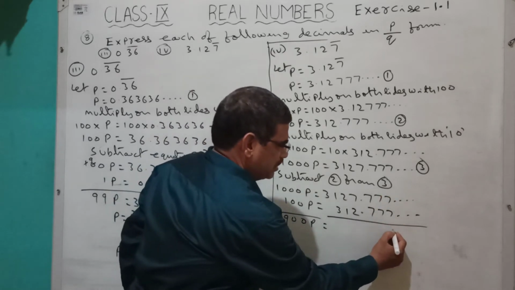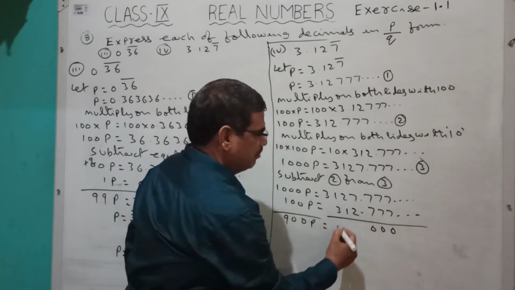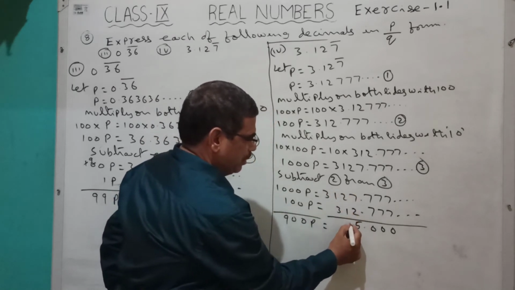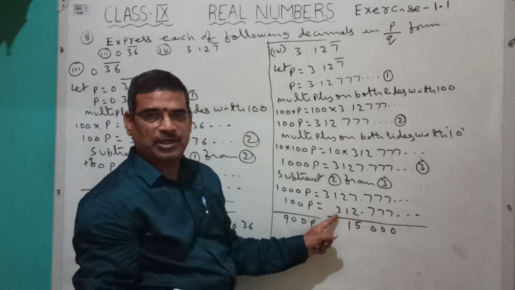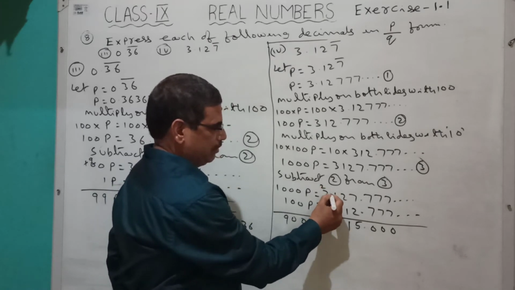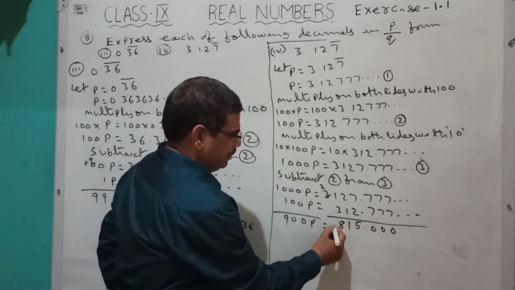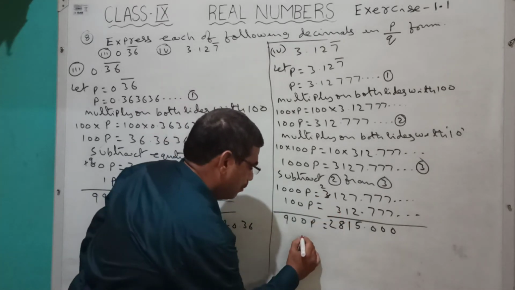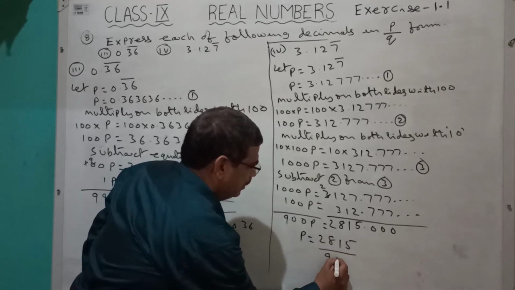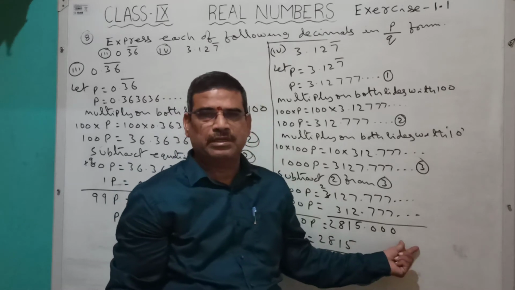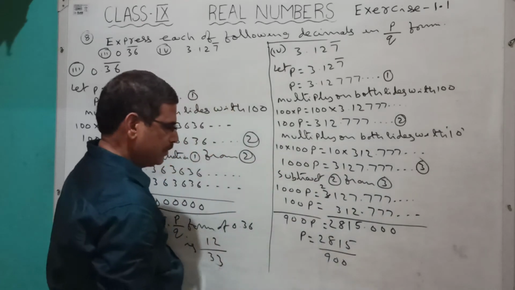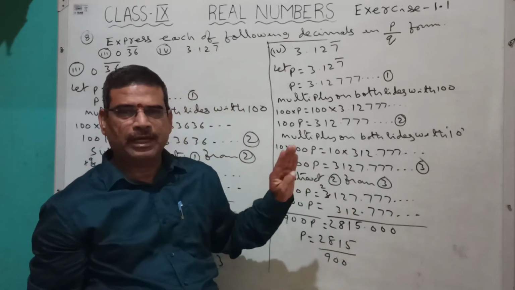000. 7 minus 7 is 0, 7 minus 7 is 0, 7 minus 7 is 0, 7 minus 2 is 5. 2 minus 1 is 1. Here 1 minus 3 is not possible. You take borrow 1. So here 3, 2 will be there. 11 minus 3 means 8. Here 2. So P is equal to 2815 by 900. After the point, zeros are there, no values for those zeros. So simply I am removing the zeros. So here 0, 5. So the 5 table will surely go.